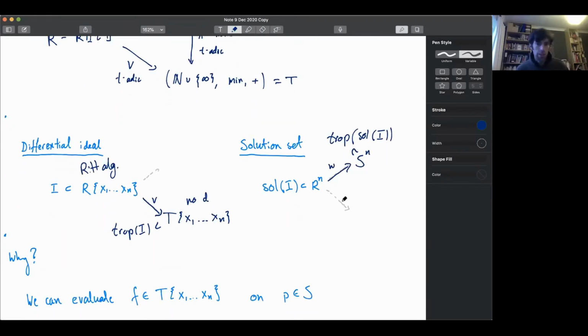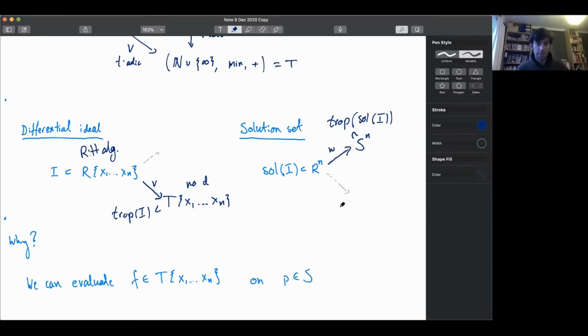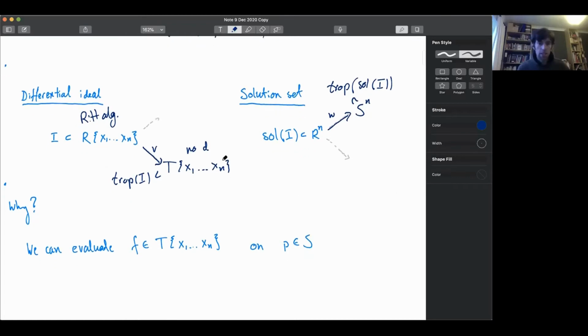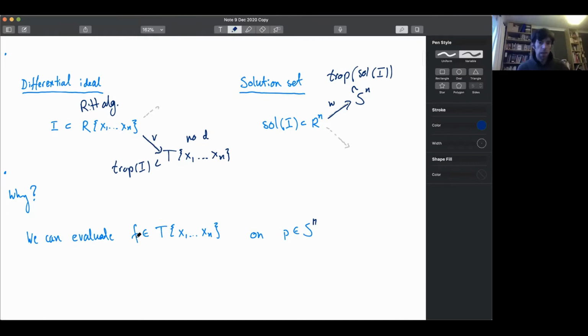Why do we do it in this funny way? Well, as Alex said, it takes a little while to get your head around this. But the idea is, if I have some polynomial f living down here, oh, and sorry, this should have been an S to the n. So if I have a differential polynomial with coefficients in this semiring T, where I don't have a differential, and I have an n-tuple of Boolean power series, I can take this P and plug it into f.